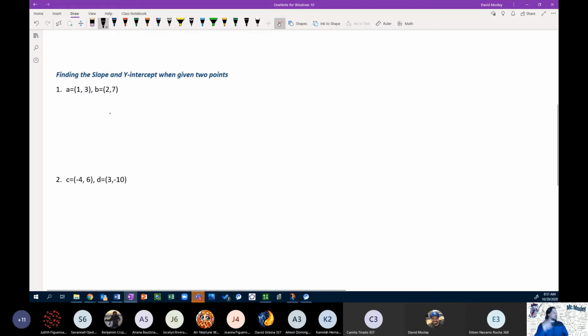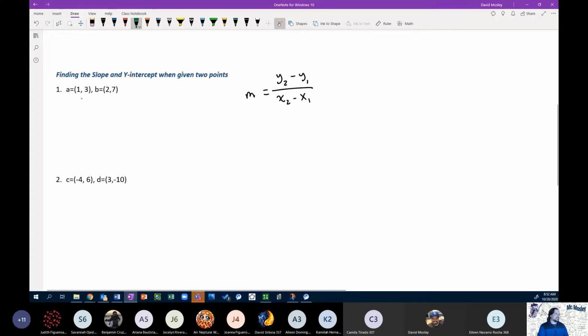Now, there's a formula for finding the slope when given 2 points that we can use. That formula looks like this: y2 minus y1 divided by x2 minus x1. This is slope. What this means is you take the second y-coordinate of the 2 points and subtract the first y-coordinate to get a number on the top, and then you take the second x-coordinate, subtract the first x-coordinate to get your number on the bottom. You do the division, and that gives you your slope.